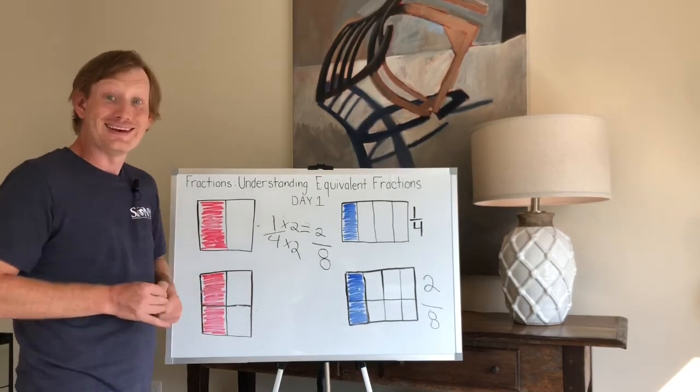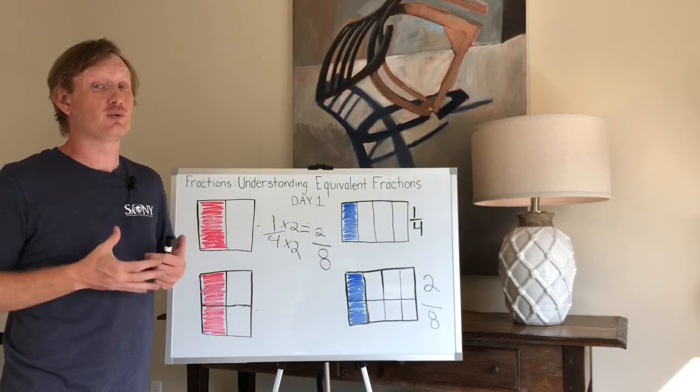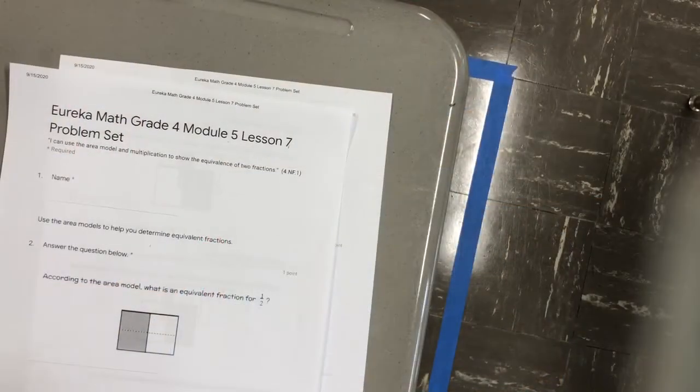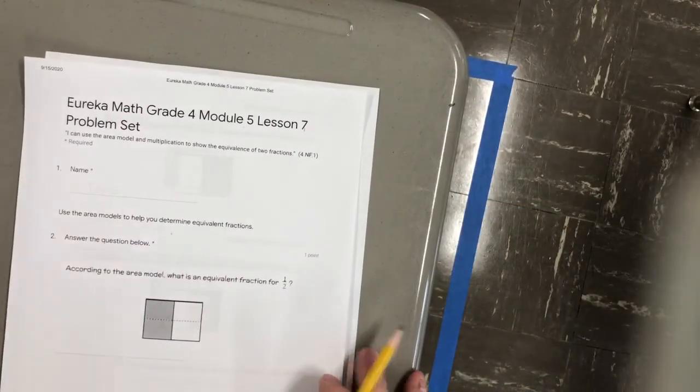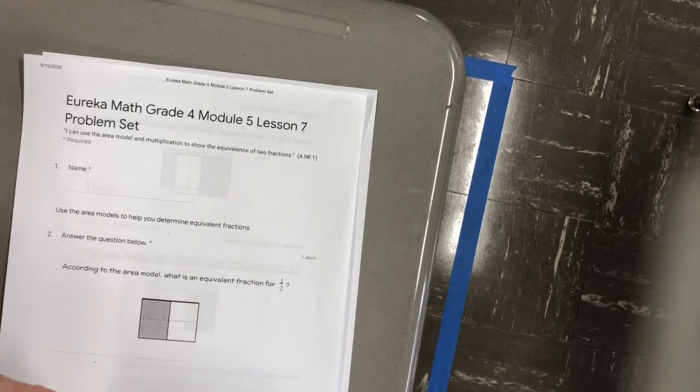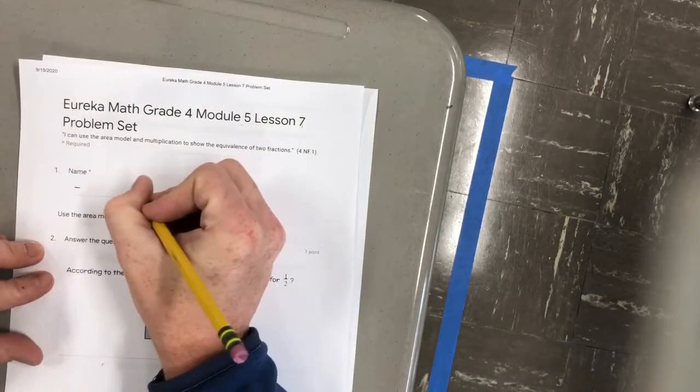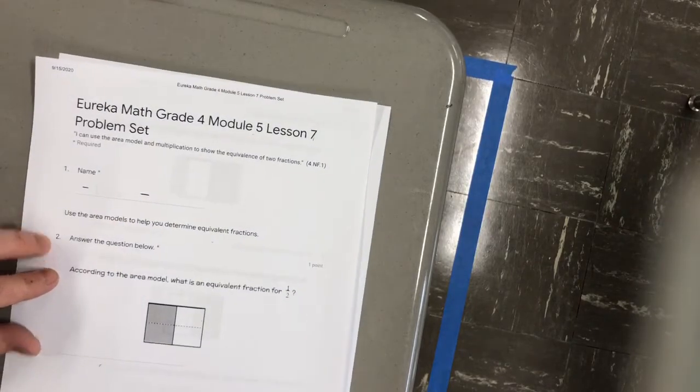So, now we're going to move on to our independent work. So now we're going to begin by going over our problem set. I'm going to do one with you, and then you're going to go and do the rest all on your own. So, for our problem set, the first thing you're gonna do is put your name in. I know we're all fourth graders and we already know this, but just as a reminder, you need both a first and a last name. Not just your first name and not just your last name. You need both.